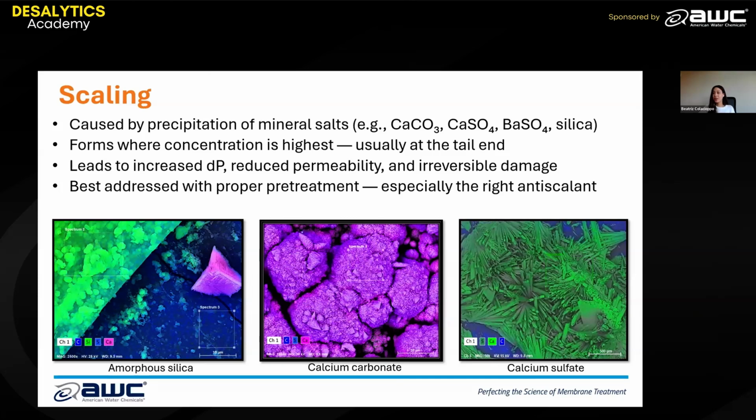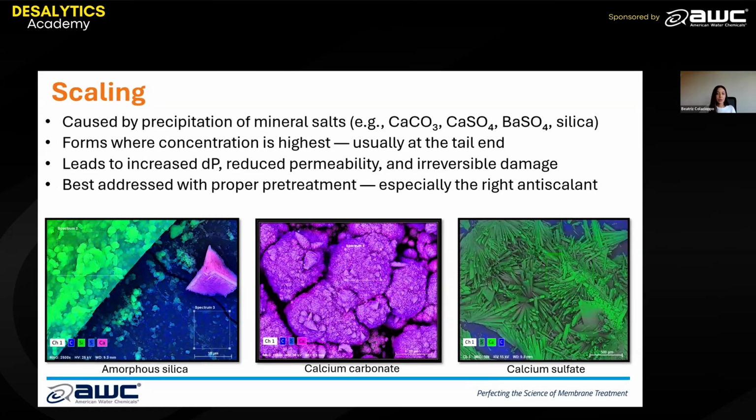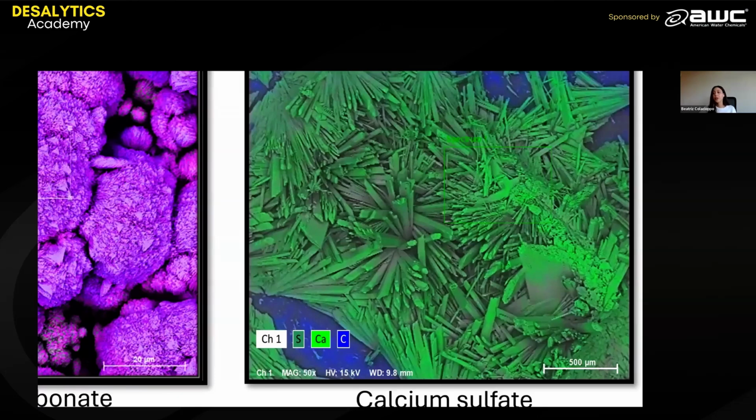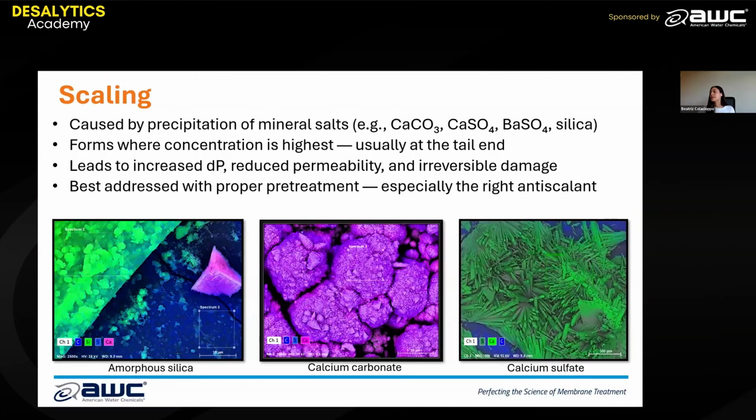And the reason why, you can look at some of these images. I'm using some examples here. Take a look at calcium sulfate. These crystals are extremely sharp. So once they form on the membrane, even if you can remove it with cleaners, the problem is now there are going to be holes on the membrane that are uncovered. This means you're going to have worse permeate water quality. So maybe you'll have to replace those membranes more often.